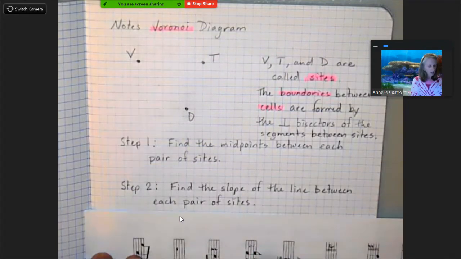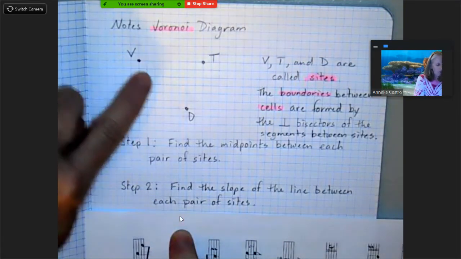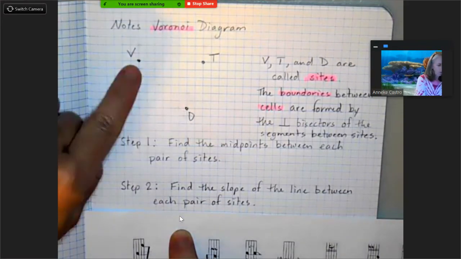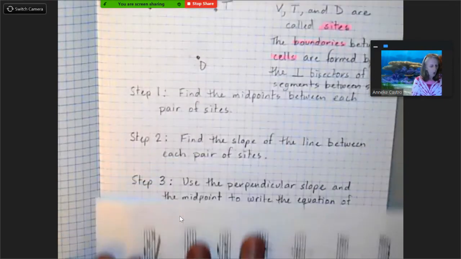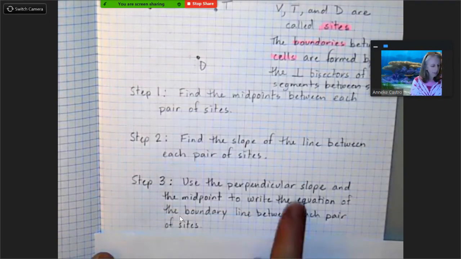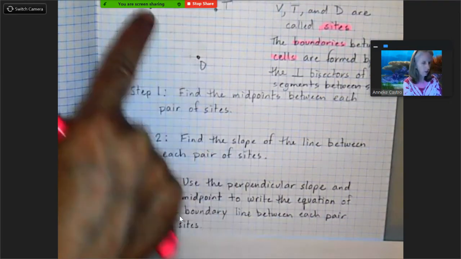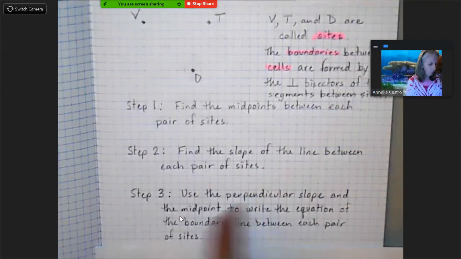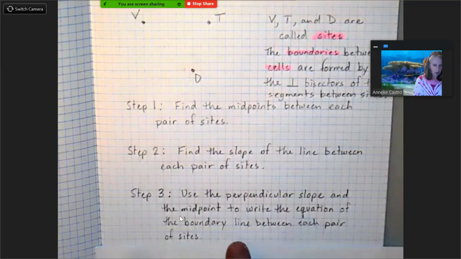Second step, find the slope of the line between each pair of sites. So we're going to figure out the slope from V to D, the slope from T to D, and the slope from V to T, because in the next step we are going to use the perpendicular slope. So we're going to find the slope that connects the two sites, but then we're going to find the perpendicular slope and use that along with the midpoint to write or draw the equation of the boundary line between each pair of sites.